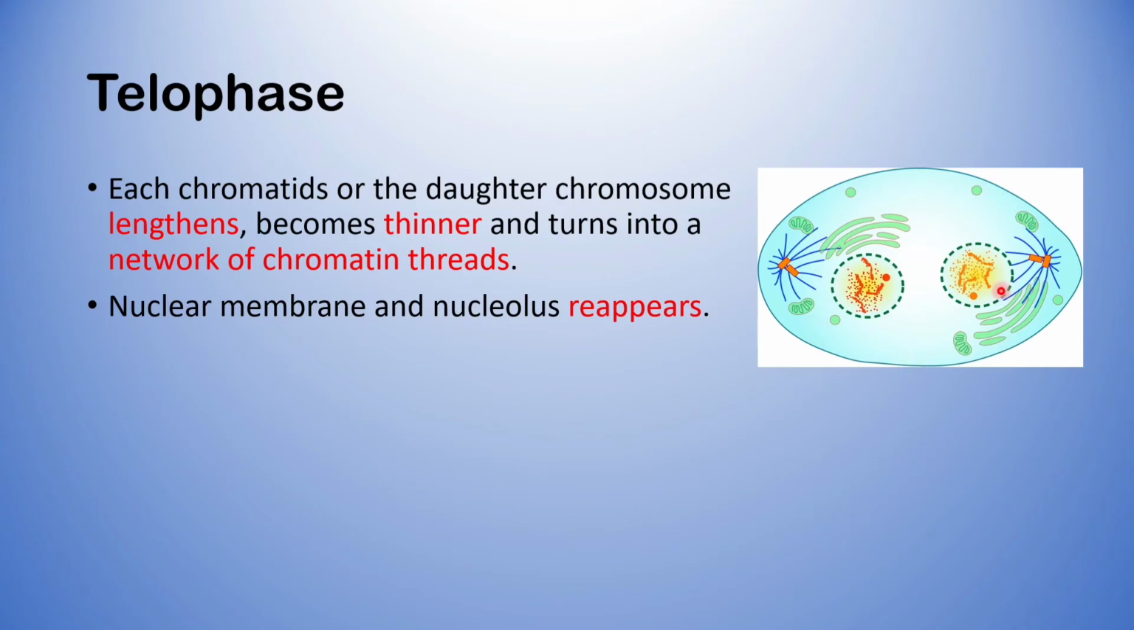Now you can see in the picture that it turns into a network of chromatin threads. And the most important thing: in prophase the nuclear membrane and nucleus disappeared, and here, after the cell division in mitosis, the nuclear membrane and the nucleus reappear, as you can see in this picture. This is the nuclear membrane of the cell.